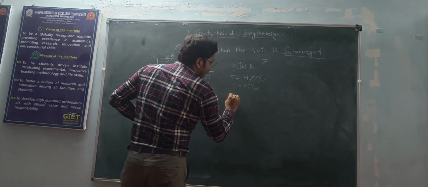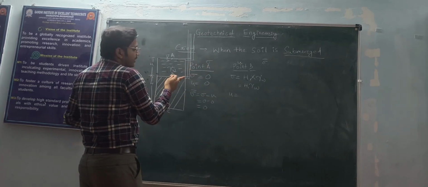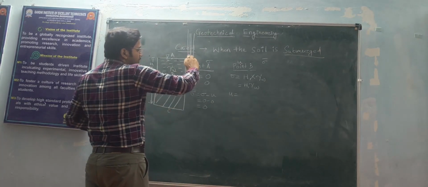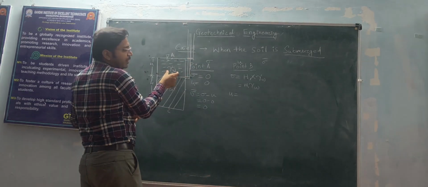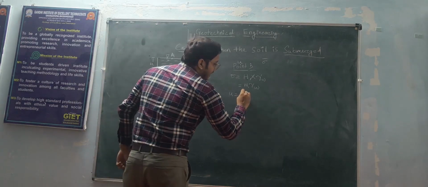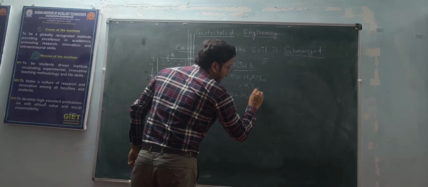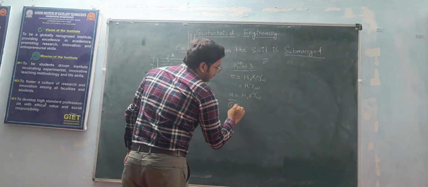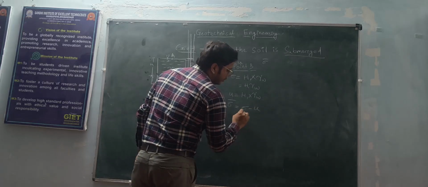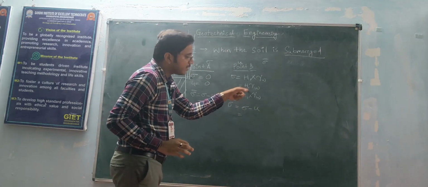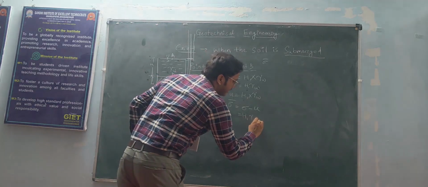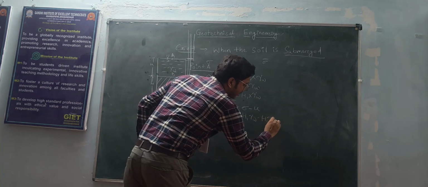After that, U will be how much? If you are putting the piezometer here, it will rise to this much. So the height is H1 into unit weight gamma W, that is H1 gamma W. Then sigma bar equals sigma minus U, which is H1 gamma W minus H1 gamma W. This will cancel out, and the value will also be 0.